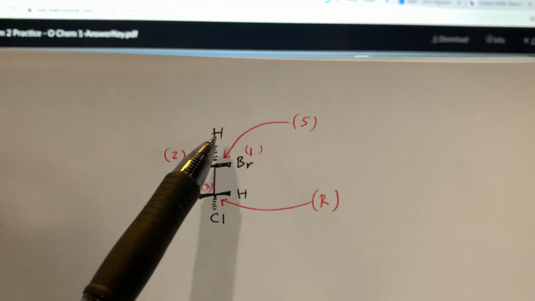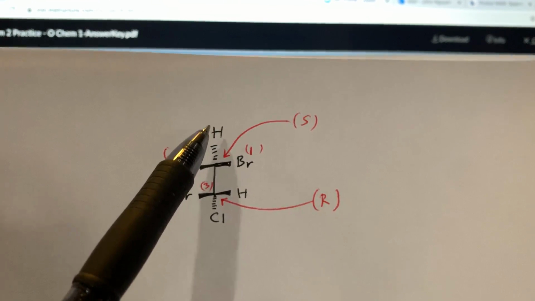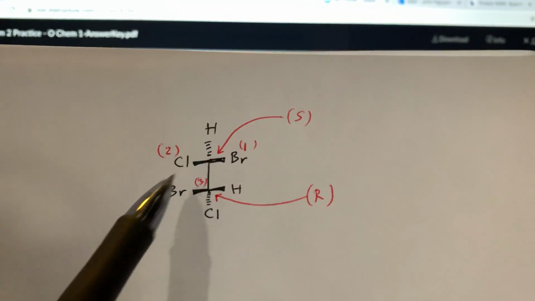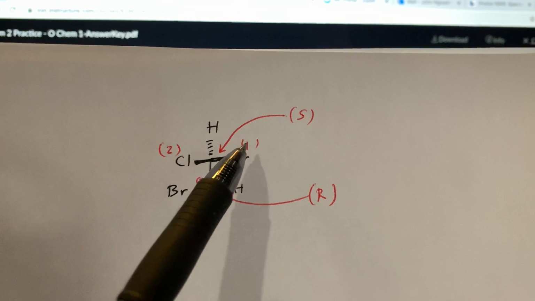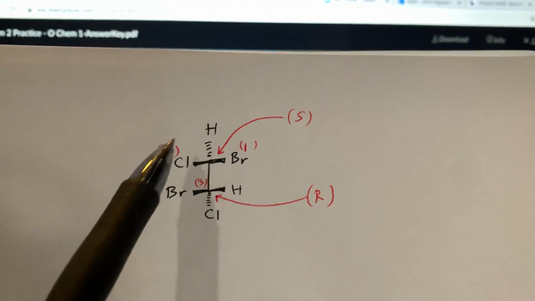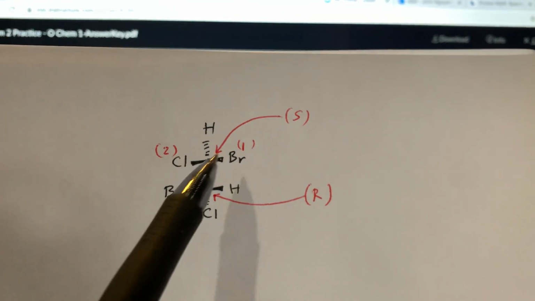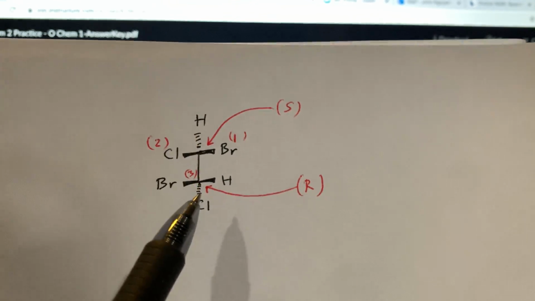And that's the reference. And remember, it has to be away from the viewer, you. Okay, so now you're rotating 1, 2, 3. That's counterclockwise. That's why it's S. And hydrogen's away from you. Okay, now you're looking at this one.